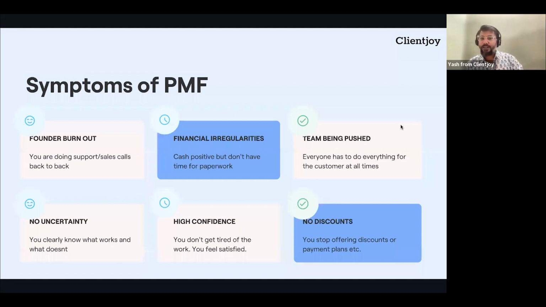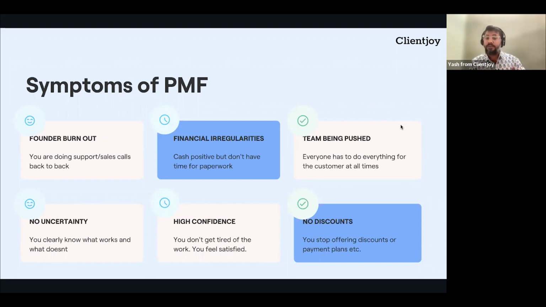There's a pep in your step, and you stop offering discounts or anything like that, right? There's so much demand for the product that you have that the approach essentially becomes, I don't have time to waste in negotiation. It's my way or the highway, right? With the customers, that's the approach that you start taking. And these are some of the symptoms of PMF.